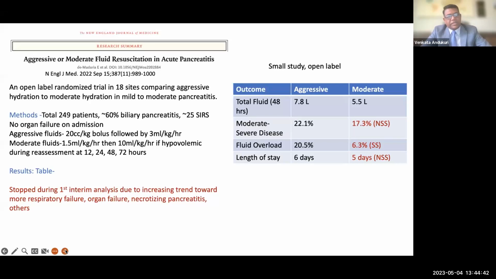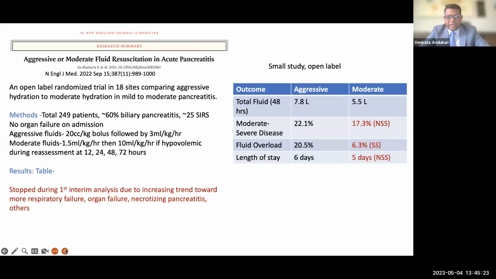The aggressive fluid arm was a 20 cc per kilogram bolus, followed by 3 mL per kilogram per hour. The moderate fluids arm was 1.5 mL per kilogram per hour. There was no bolus, but they were given a small bolus of 10 mL per kilogram if they were noted to be hypovolemic on reassessment at 12, 24, 48, and 72 hours. It was a small, open label study, and it was stopped during the first interim analysis due to an increased trend towards more respiratory failure, organ failure, necrotizing pancreatitis, and others.